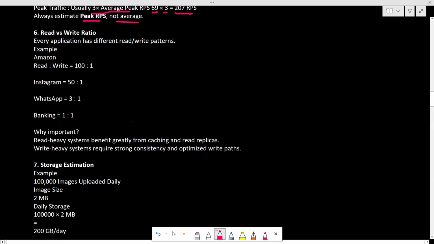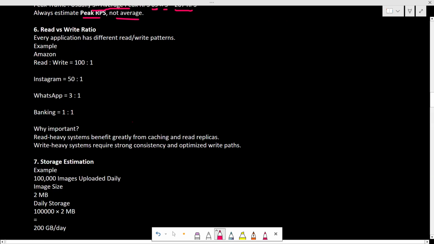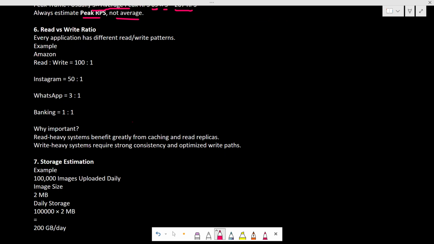Now, read versus write ratio. So different applications have different read and write patterns. For Amazon, users search products far more often than they place orders. So mainly they search the products. So this makes Amazon a read-heavy system. So that's why you can assume the ratio of read to write for Amazon is 100 to 1.